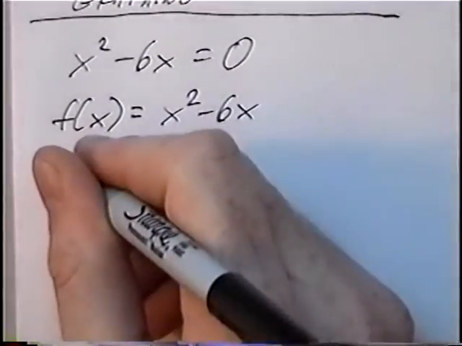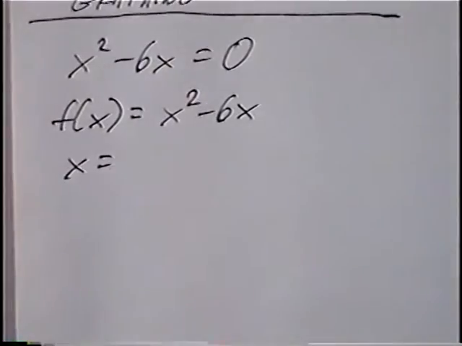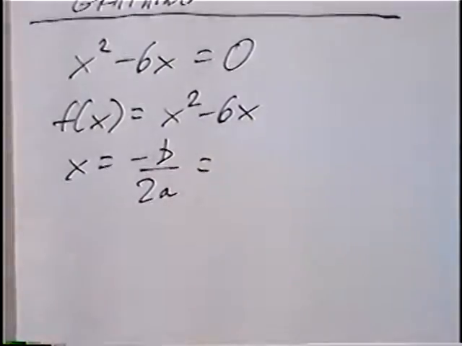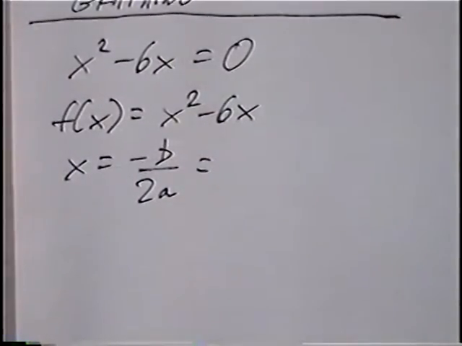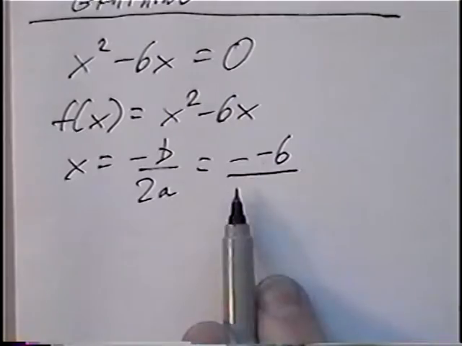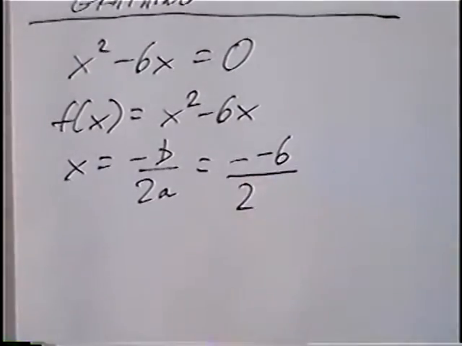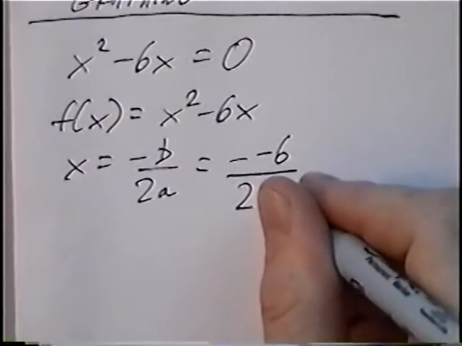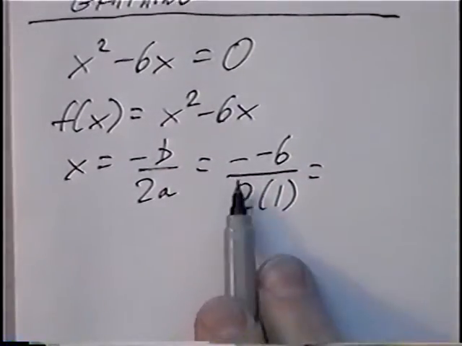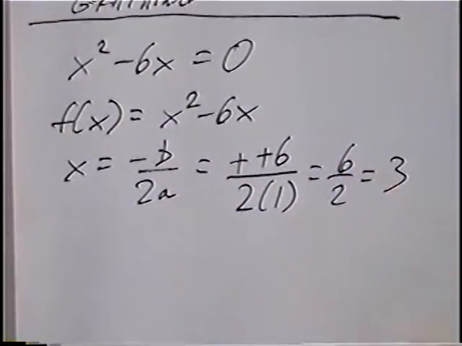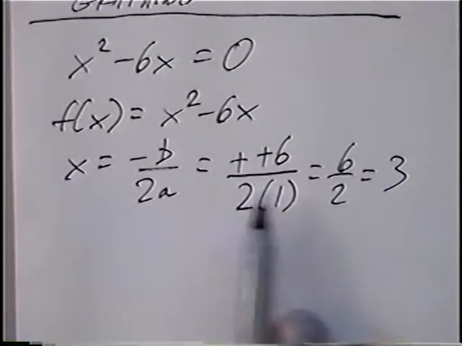Graphing this equation, we want to find the vertex. We can find the x value of the vertex. If you remember from previous sections, the x value of the vertex is negative b over 2a. So we'll have negative. B is the coefficient in front of x, which is a negative 6. So we'll have negative 6 divided by 2 times a. A is the coefficient in front of x squared, which is 1. Negative 6 would be positive 6 divided by 2, which would be 3. So the x value of the vertex is 3.